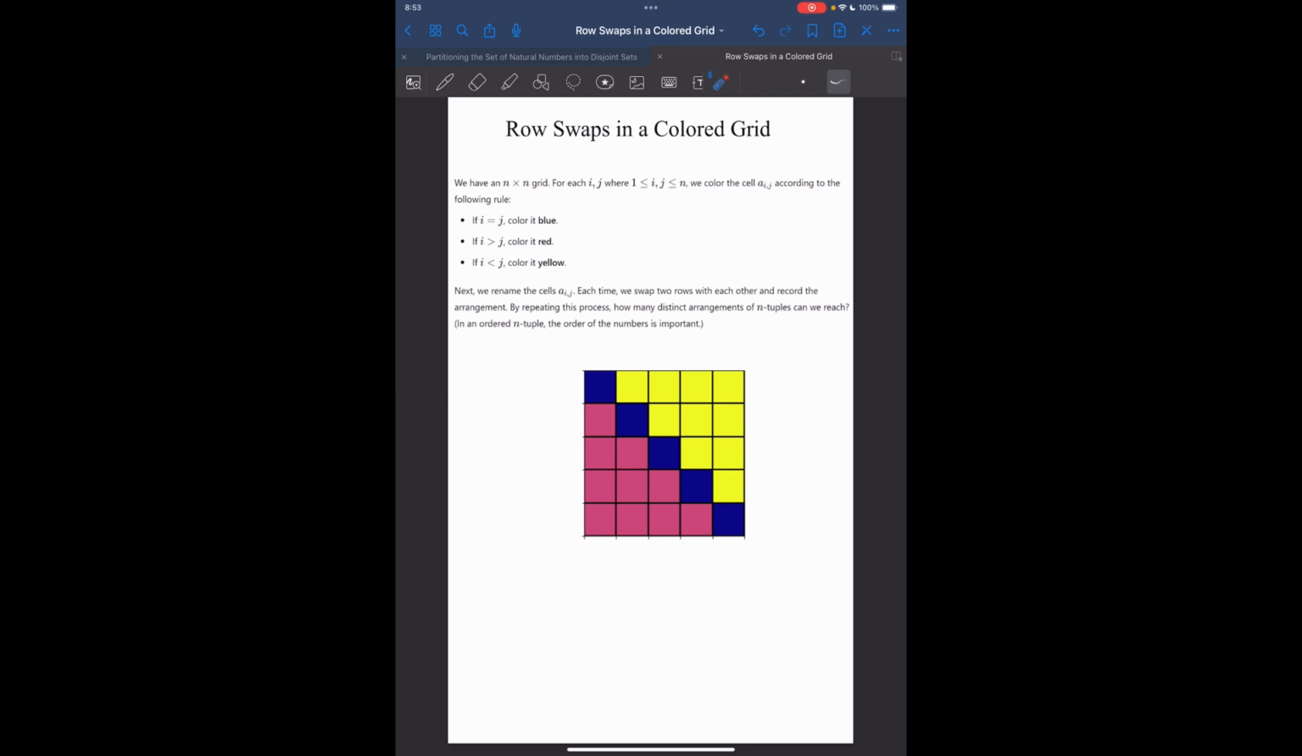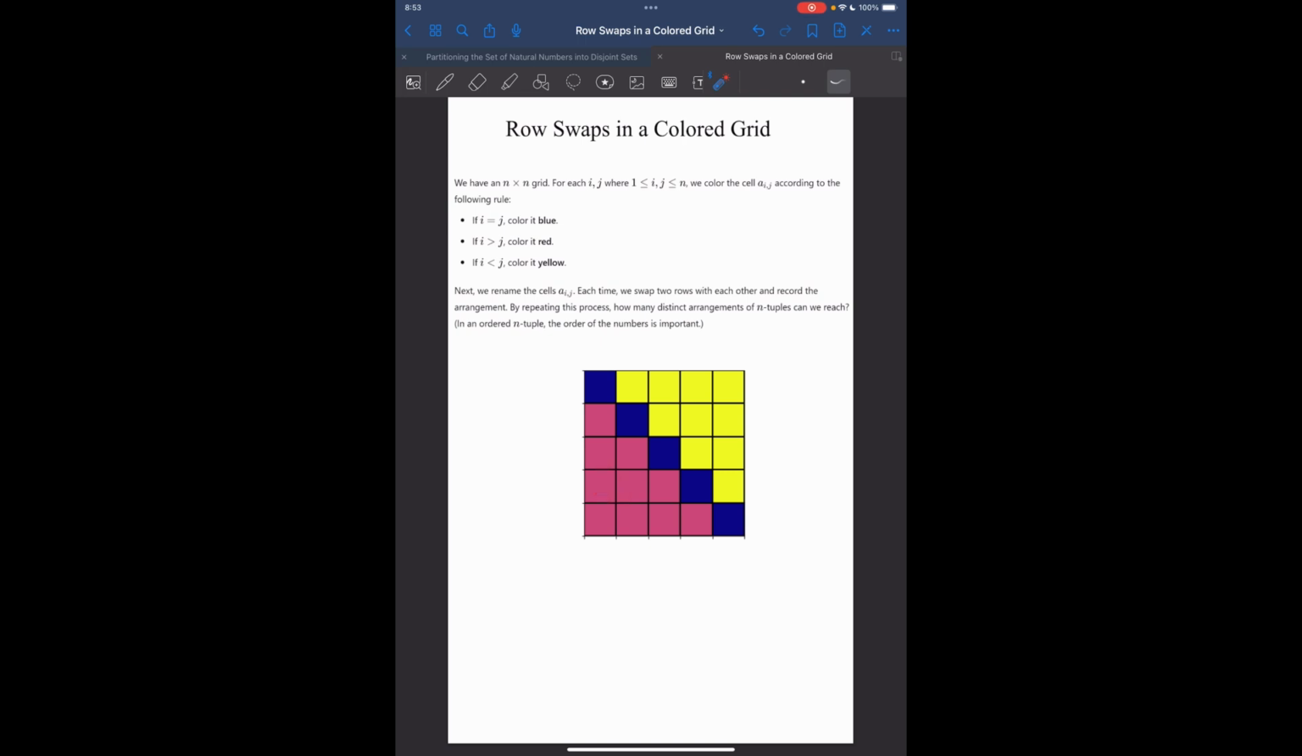In this video, I'm going to discuss an interesting problem on colored grids. Suppose that I'm given an n by n grid here, and the cells of this grid are colored as follows. On the diagonal, I have all blue. Above the diagonal, I have yellow, and below the diagonal, I have red.